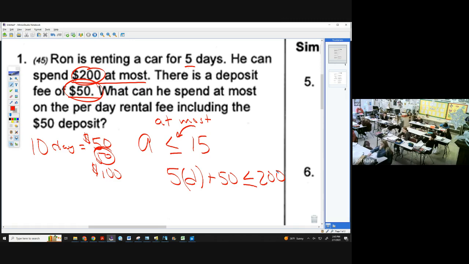You could, by the way, do this by trial and error, I suppose, if you just want to keep doing it, but this is an equation that you can solve. Subtract 50, subtract 50. 5 times what number? The most you could spend is less than or equal to 150. Divided by 5, how many days could you have? Divide this by 5.